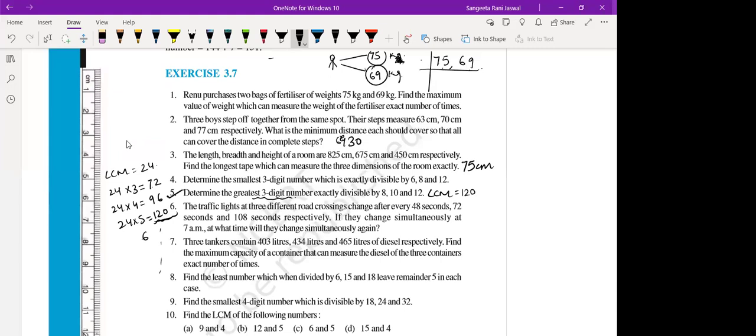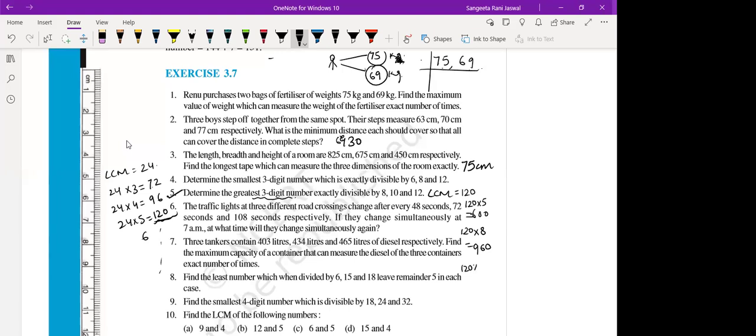Okay, so let's check. This number can also be the greatest, but we have to check. We cannot just assume it. So I'm just multiplying with 5 to check what I get. 5 times 120 is 600. So this is again a 3-digit number. That means 120 is not the greatest number, no? 600 is still greater than 120. So I'll multiply with some higher number. Let's try with 8. This is 960.